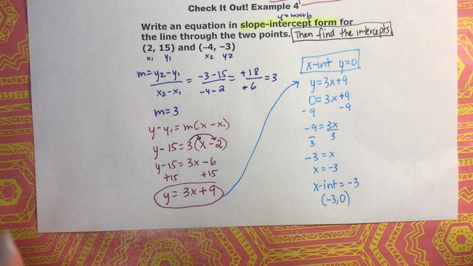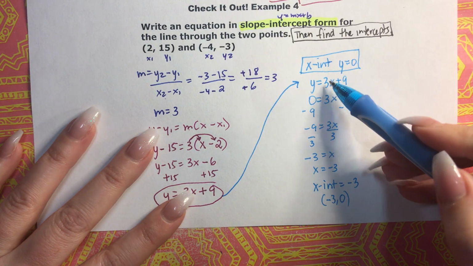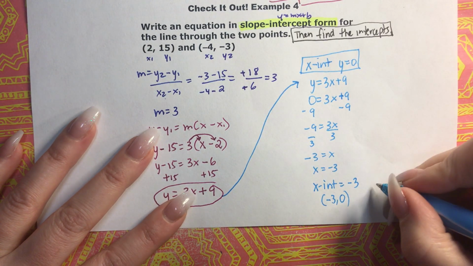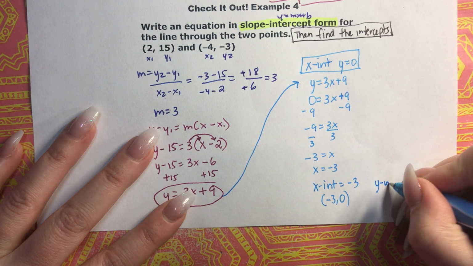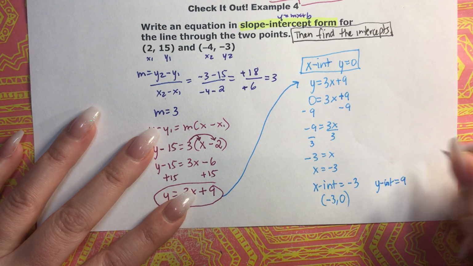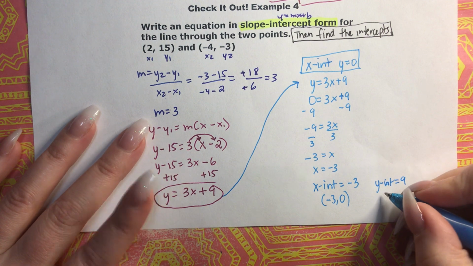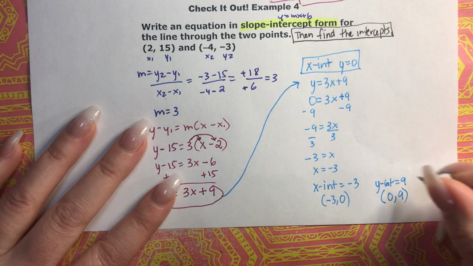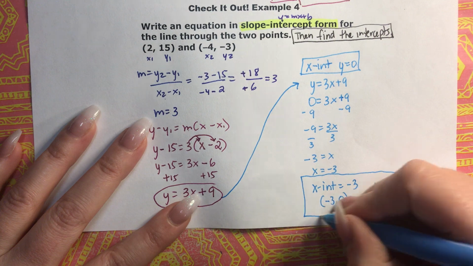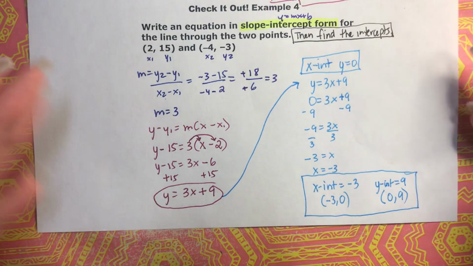And then what's our y-intercept? Well, this is in slope-intercept form, so our slope is 3 and our y-intercept is 9. So super nice, our y-intercept is equal to 9, which means that the point is (0, 9). So that's how you find the x-intercept and the y-intercept just from 2 points.